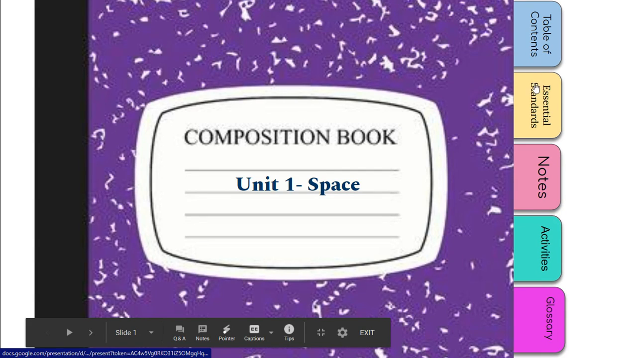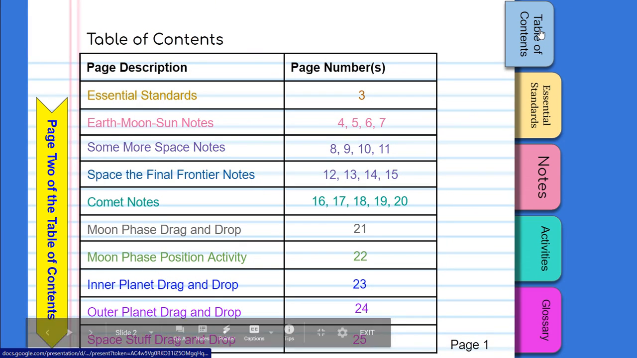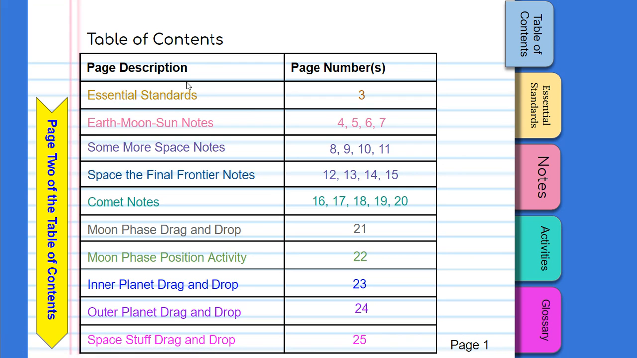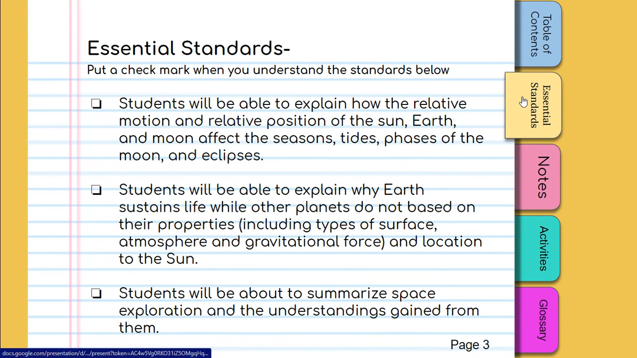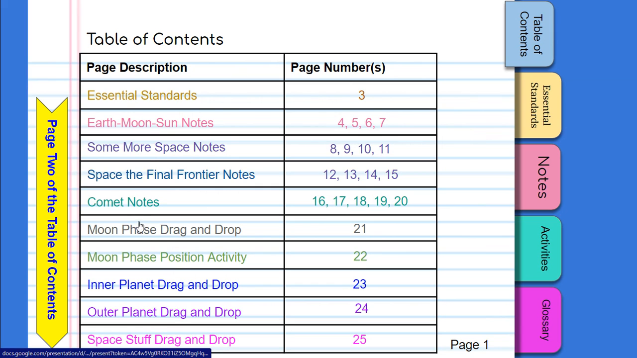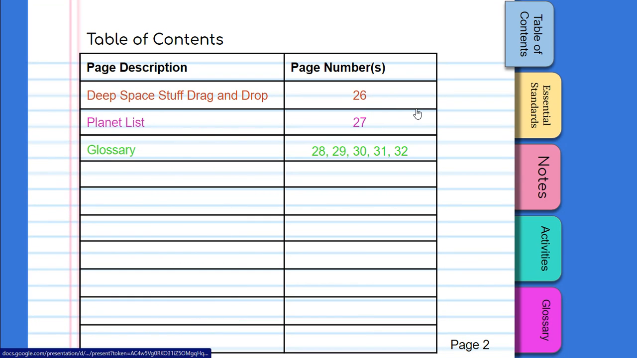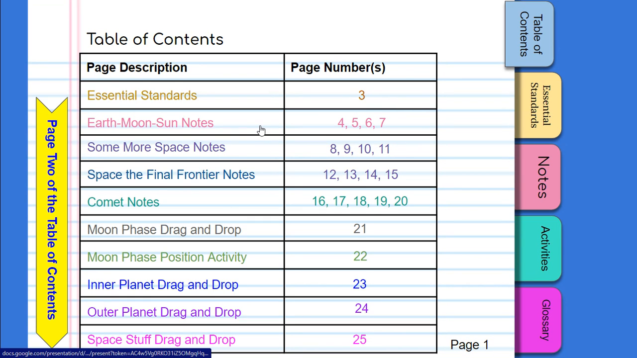So if you click on something, like if you wanted to click the table of contents, it will take you to the table of contents. If you want to click on essential standards, it will take you to the essential standards. Now, in the table of contents, it says click page 2, because I actually have 2 pages. It will take you down. You can always just hit your back button to go back.